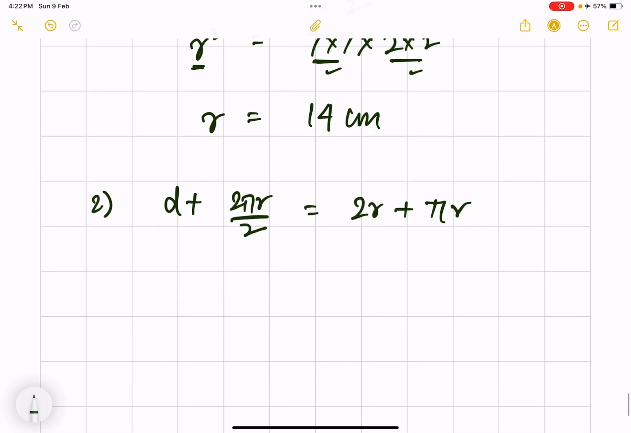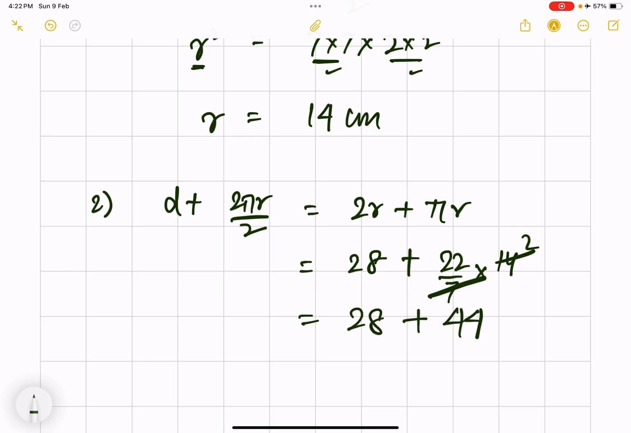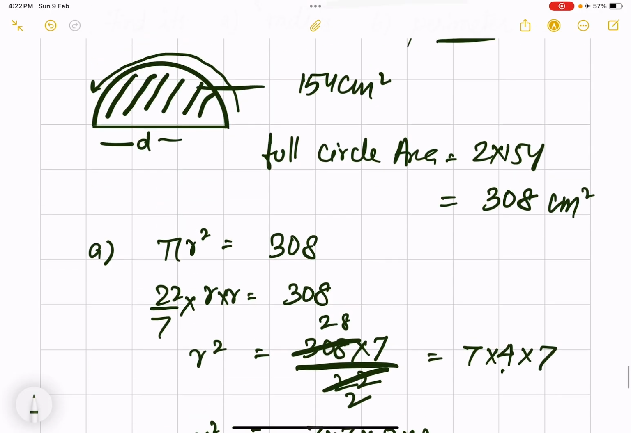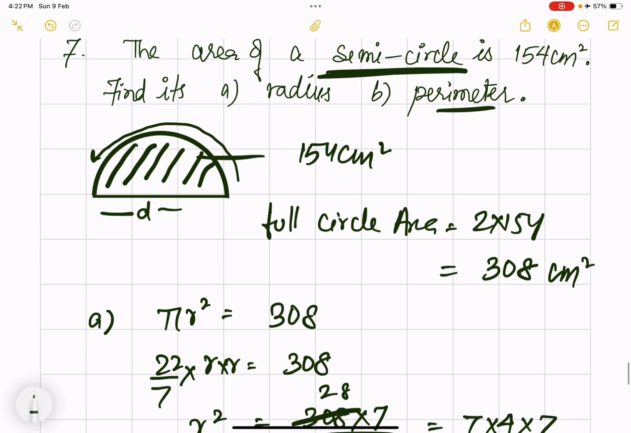r. Okay, so r was how much? 14 centimeter. Double of 14 is 28, and pi r is 22 by 7 into 14. 7 twos are 14. This becomes 28 plus 44. Add them, whatever is your answer. Put a centimeter here. This will be the perimeter of the semicircle.